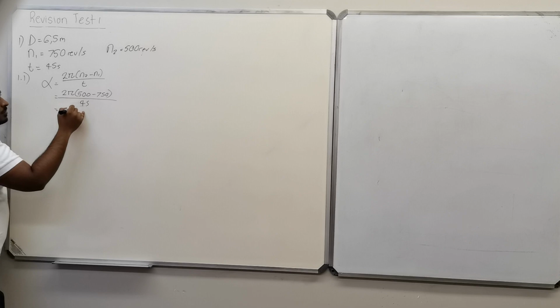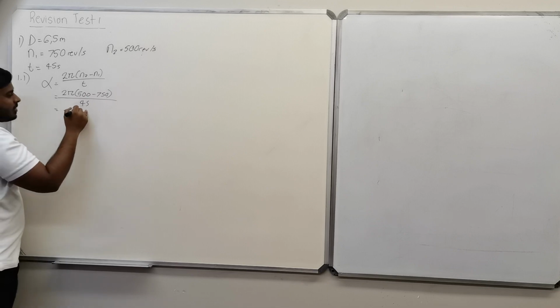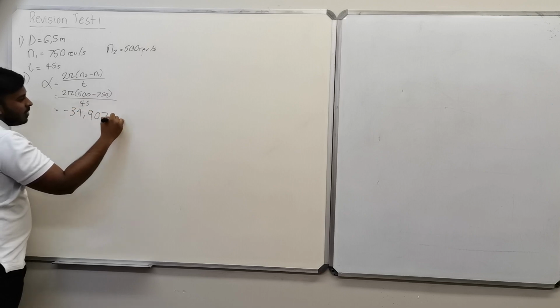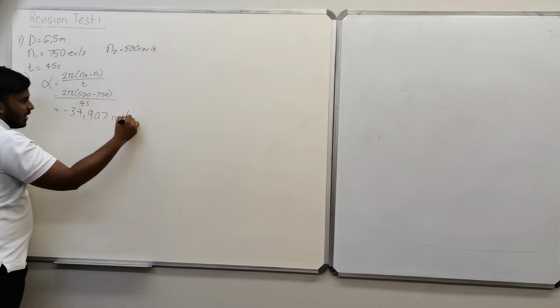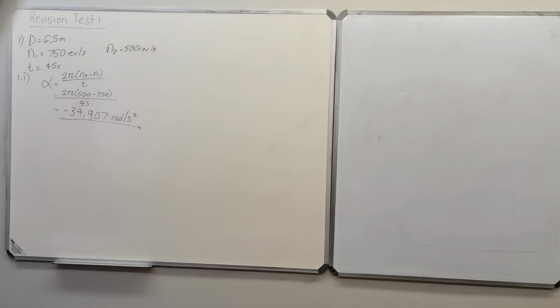Which is minus 27.925, minus 34.907. Yeah. 34.907 radians per second squared. And remember your number came out to a negative number because it's decelerating. It's slowing down. Okay. This formula, we always use that for angular acceleration.